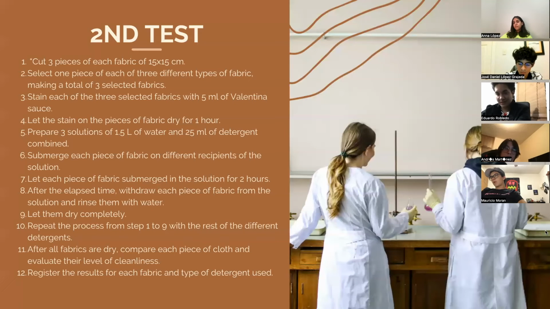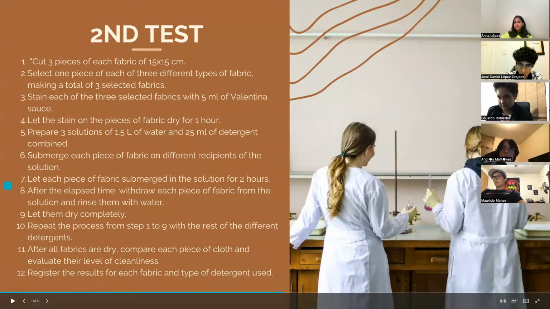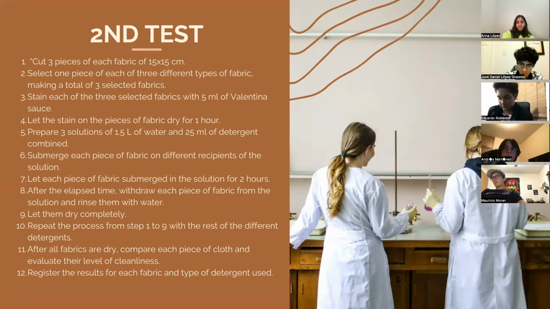After completing the first test, we would proceed to the second test, not including the main factor of friction. The following steps would be to cut 3 pieces of each fabric of 15 times 15 centimeters, then select 1 piece of each of the 3 different types of fabric, making a total of 3 selected fabrics. Then stain each of the 3 selected fabrics with 5 milliliters of Valentina sauce.